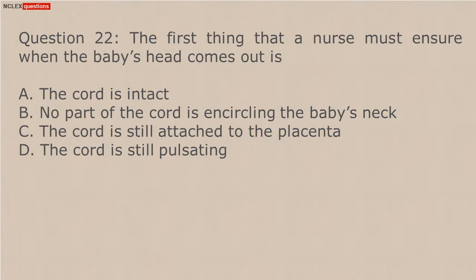Question 22. The first thing that a nurse must ensure when the baby's head comes out is A. The cord is intact. B. No part of the cord is encircling the baby's neck. C. The cord is still attached to the placenta. D. The cord is still pulsating.